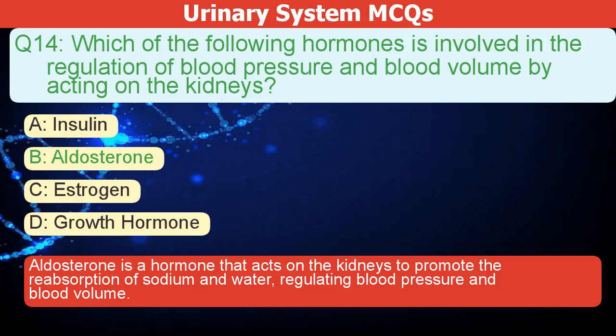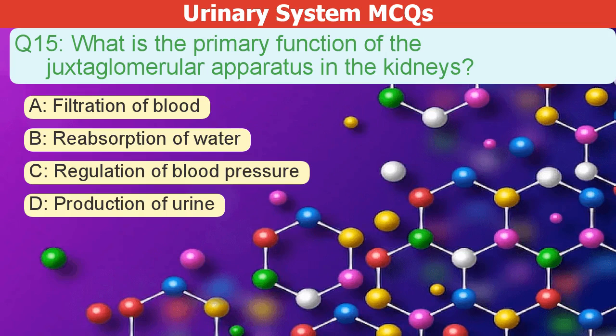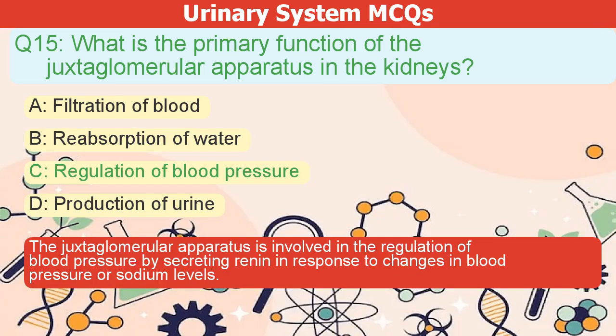What is the primary function of the juxtaglomerular apparatus in the kidneys? A. Filtration of blood. B. Reabsorption of water. C. Regulation of blood pressure. D. Production of urine. The correct answer is C. The juxtaglomerular apparatus is involved in the regulation of blood pressure by secreting renin in response to changes in blood pressure or sodium levels.